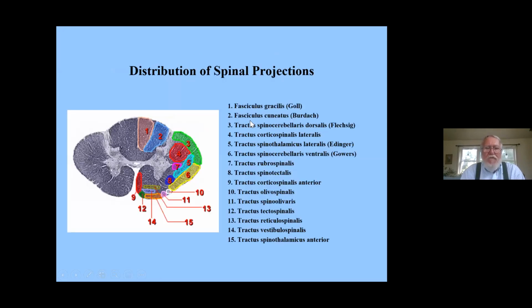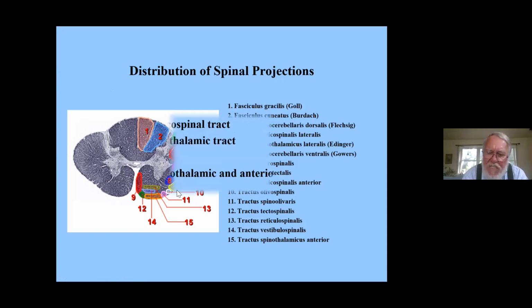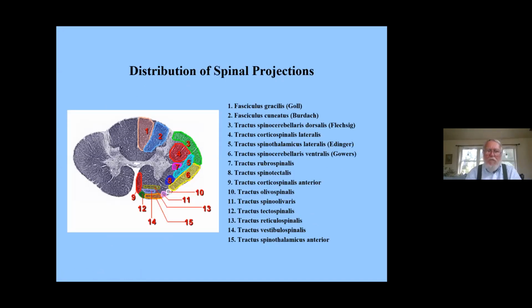So now, if you remember, I said one easy way to think about the spinal cord is to think of it as a clock, using the dorsomedial septum as noon and the anterior white septum as 6 o'clock. And what we can do is we can see a whole bunch of fiber tracts. Now, they listed 15 fiber tracts here. I am not going to hold you responsible for all 15. What I'm going to do is we're going to pick out the usual suspects.